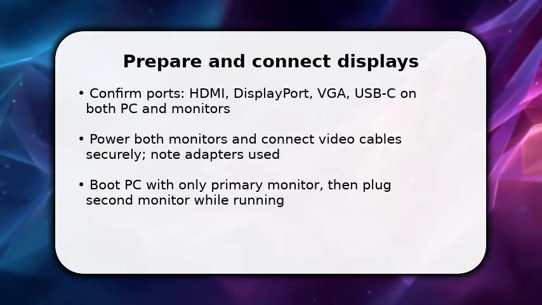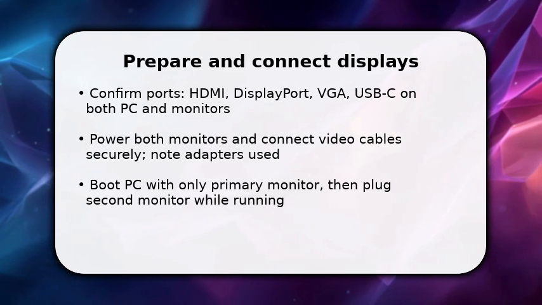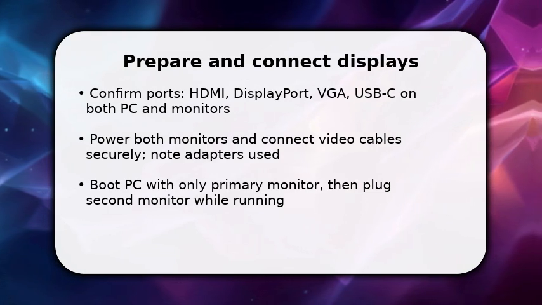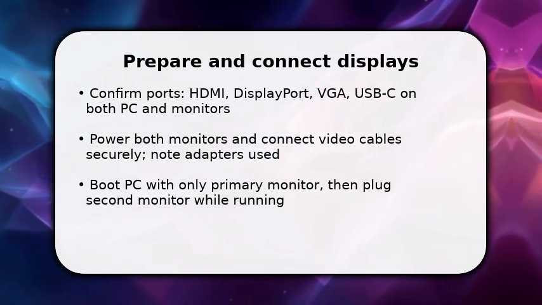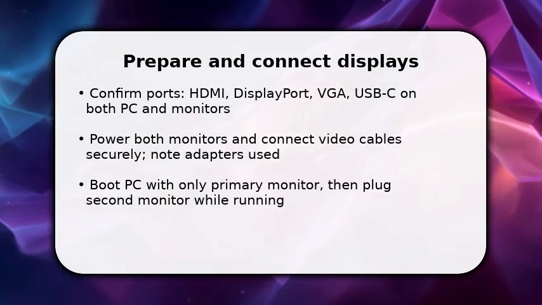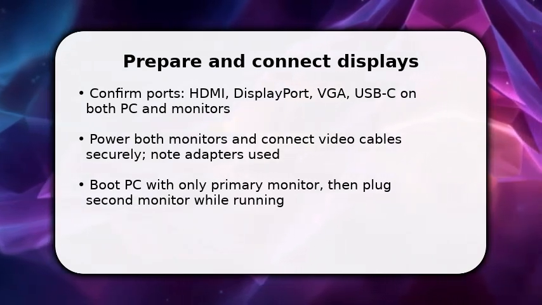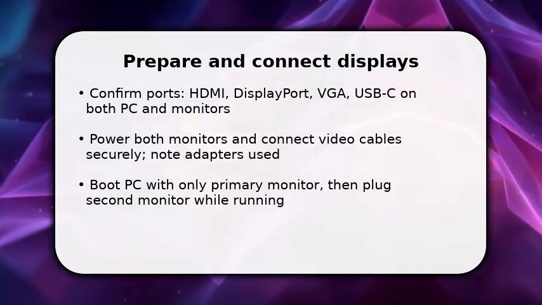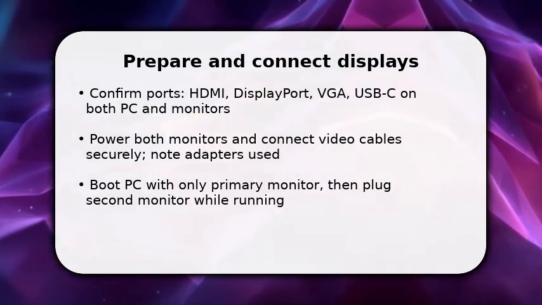You start by verifying ports and cables so you know what to plug where. Connect power and the correct video cable to each monitor. Adapters must seat fully. Once done, boot with your primary display and then attach the second to avoid detection issues. This prevents driver confusion. Make sure Windows or Mac OS recognizes a signal before proceeding.